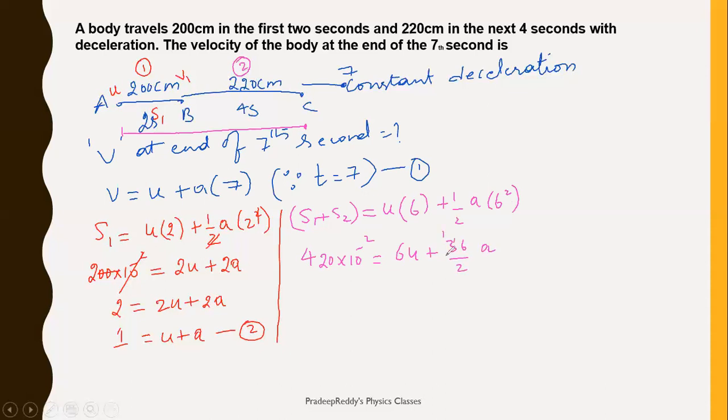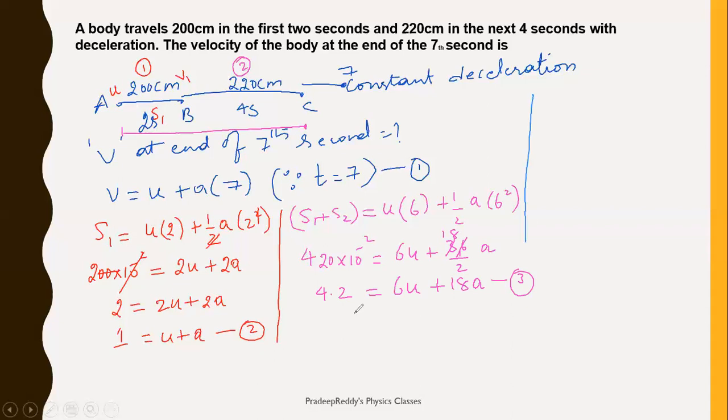2 ones 2, 2 eights 16. It is 6u plus 2 ones 2 and the remainder is 1, 2 eights, 16. This is 18a. And here it is 4.2 is equal to 6u plus 18a. This is equation number 3. Now you should solve equation 2 and equation 3.